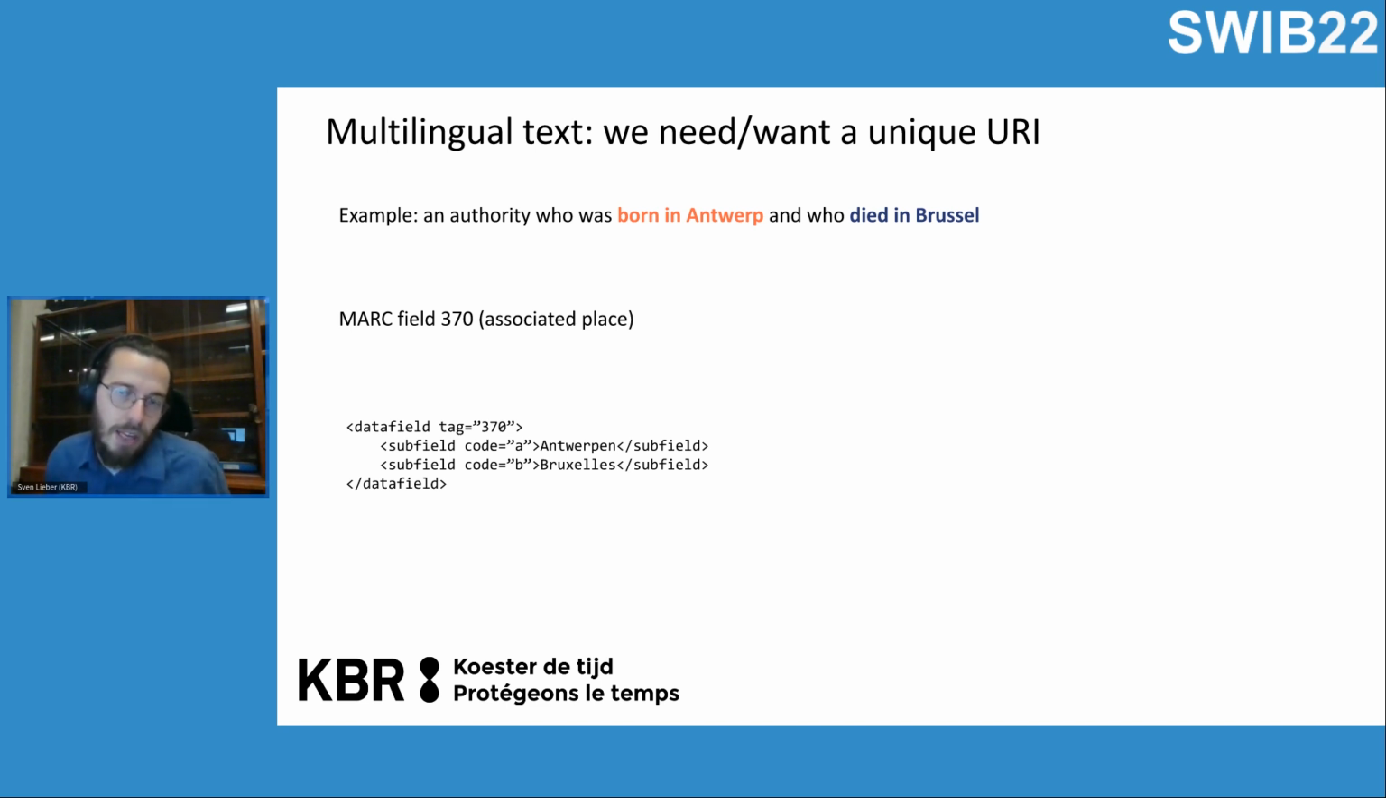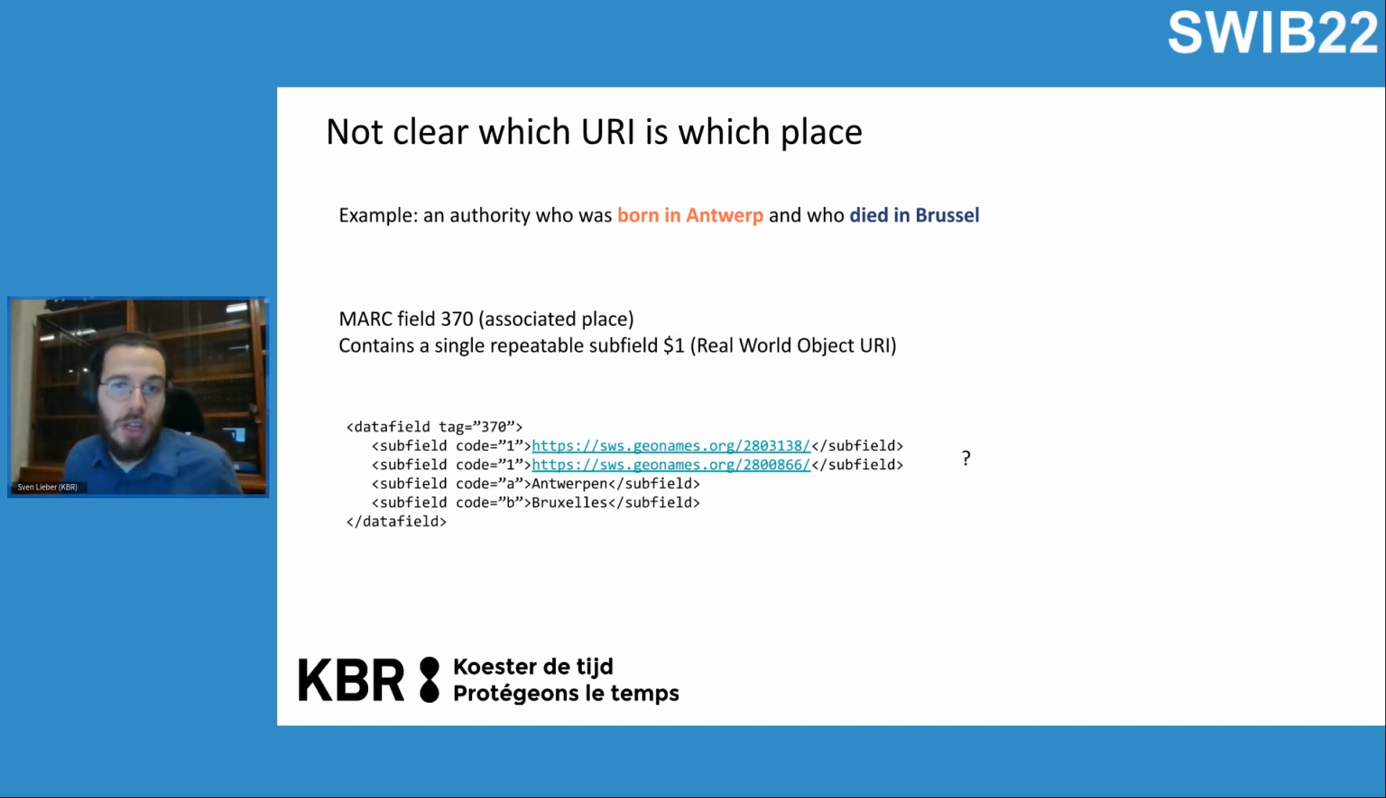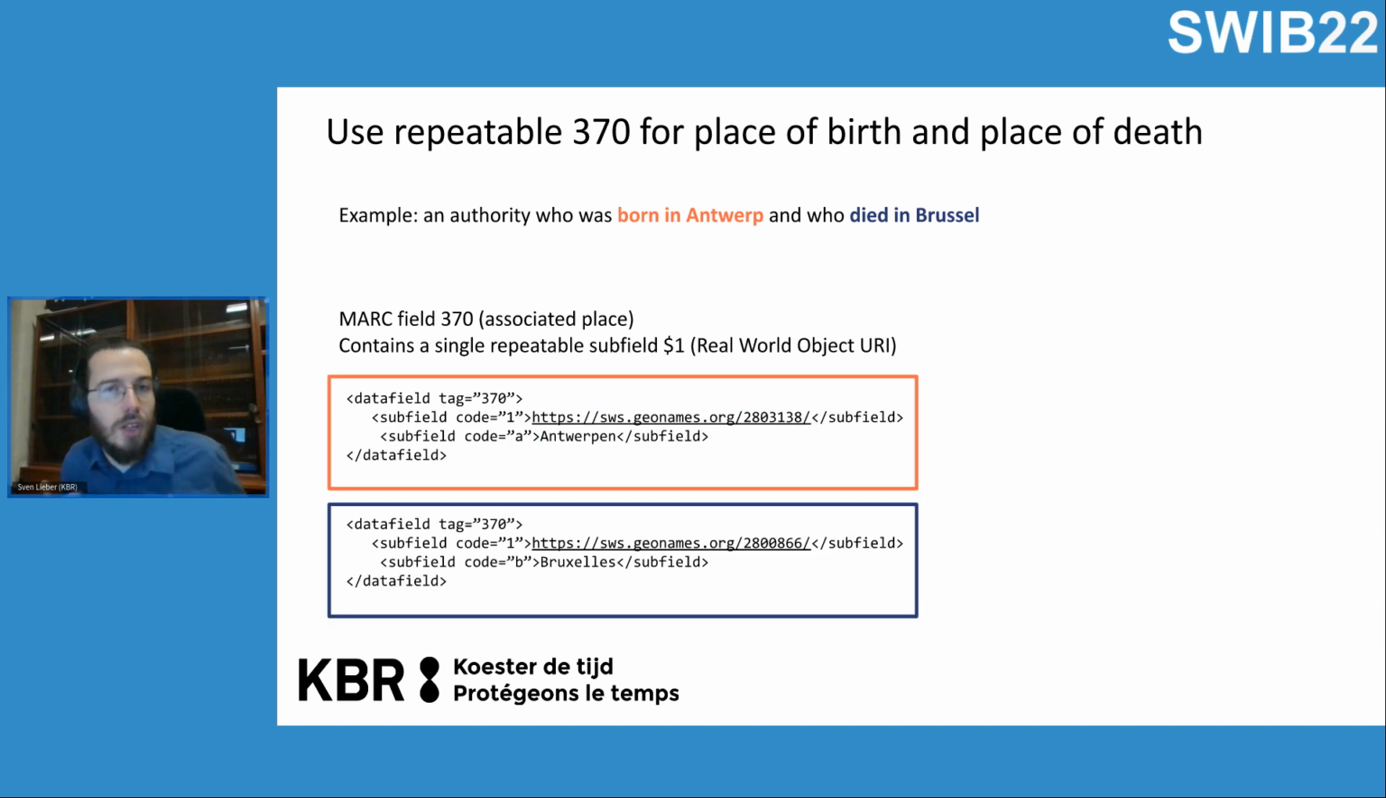So you see that the place of birth is written in the Dutch spelling, Antwerpen, but the place of death, Bruxelles, is written in the French spelling. And in order to increase data quality in this case, we can use the MARC subfield $1, the real world object URI. But there we can see already that now it's ambiguous, like which URI belongs to which text. So that's why, for instance, this URI working group at KBR suggested that we might move to repeat the 370 field itself to structure the information better.